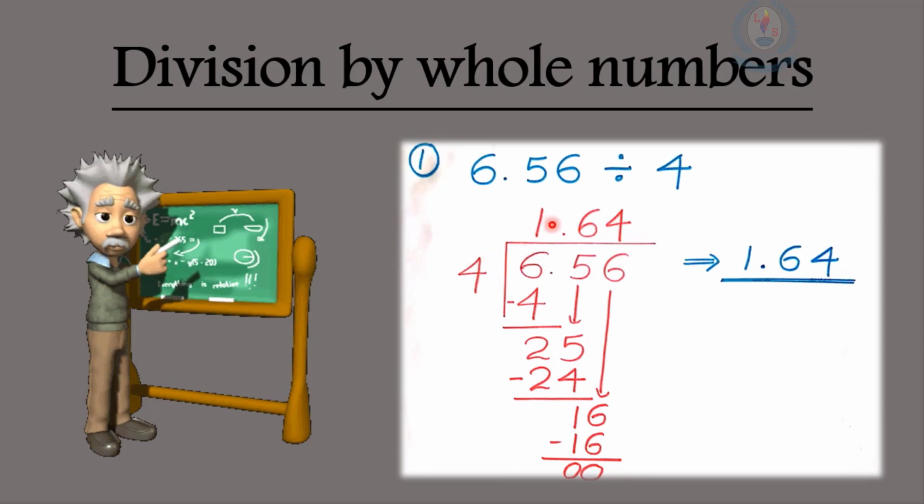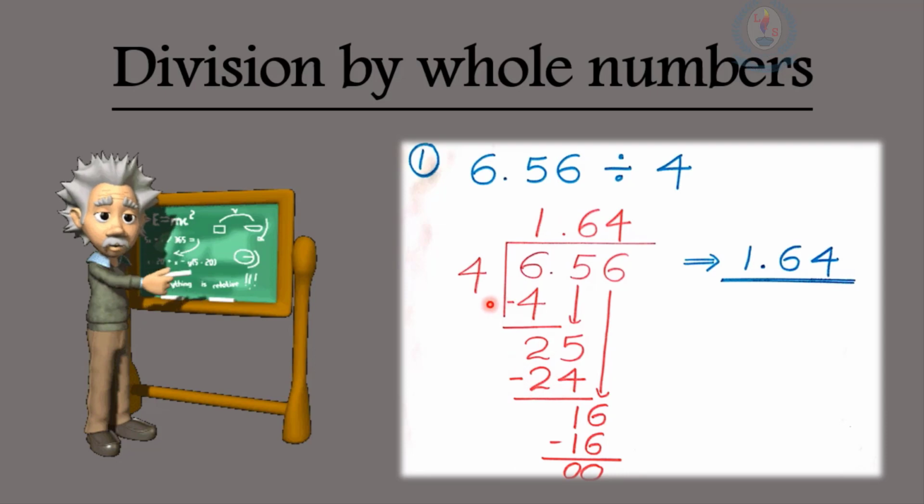Then 4 times 1 is 4, which goes under 6. Then 6 minus 4, 2. Then we have to take the 5 down, and don't forget to keep the decimal place as well. If you are not keeping the decimal place, the answer will be wrong.